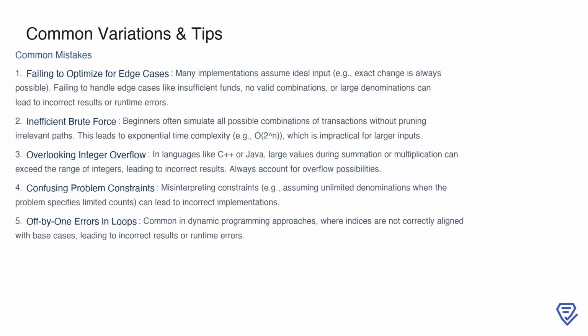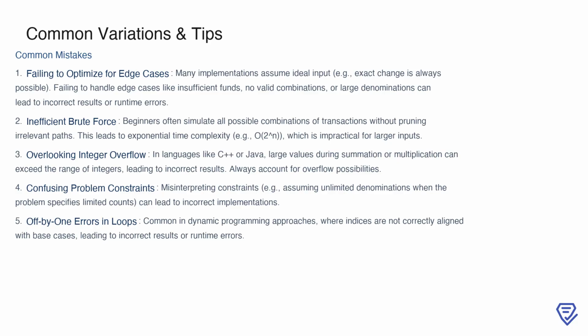When working on problems like lemonade change, it's important to avoid some common mistakes that can lead to incorrect results or inefficiencies. One frequent mistake is failing to consider edge cases. For instance, assuming that exact change is always possible or ignoring scenarios with large denominations can result in errors. Another issue is relying on brute force methods, where you simulate all possible combinations of transactions. This approach quickly becomes inefficient, leading to exponential time complexity, which is impractical for larger inputs. Additionally, in languages like C++ or Java, you should be cautious about integer overflow when performing calculations involving large values.